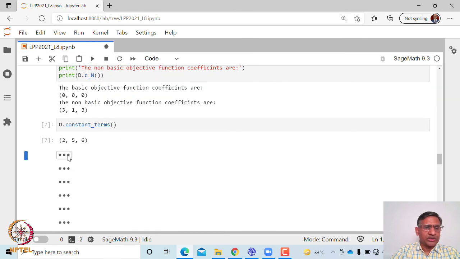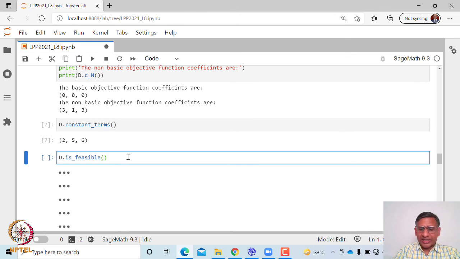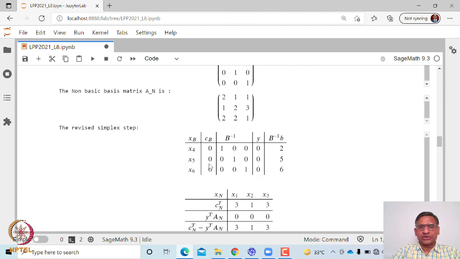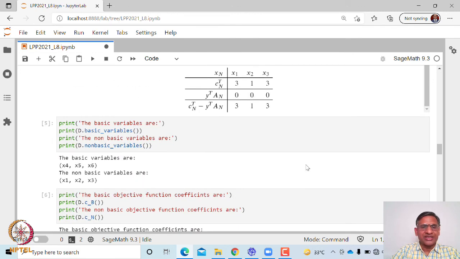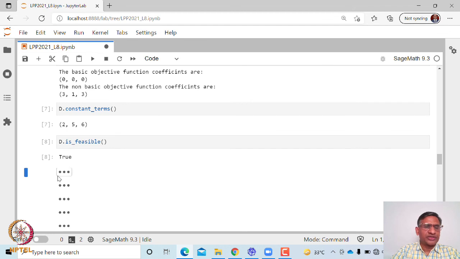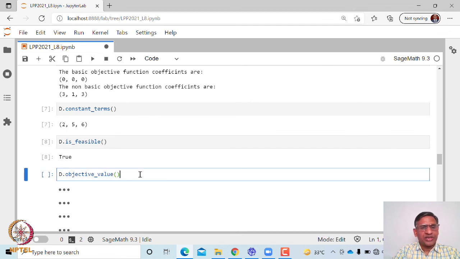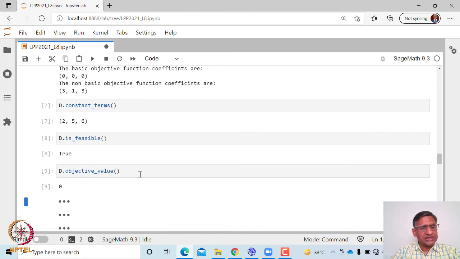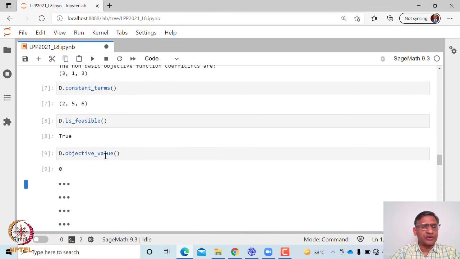Once you have all these things, you can check whether D is feasible, right? This particular value represents x4 equal to 2, x5 equal to 5, and x6 equal to 6, so this is a feasible solution. Once it is feasible, you can find the value of the objective function. It is going to be 0 because none of x1, x2, x3 has entered the basic variables, so the objective function value is 0, right? It is feasible but not optimal.